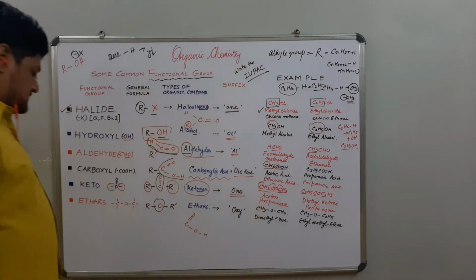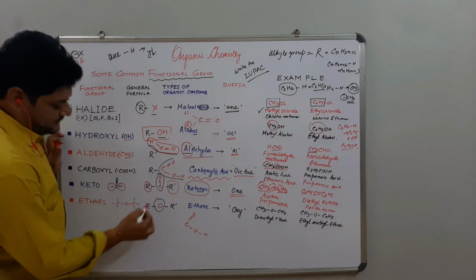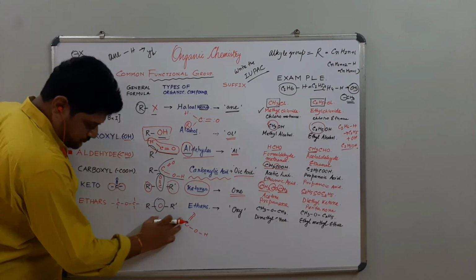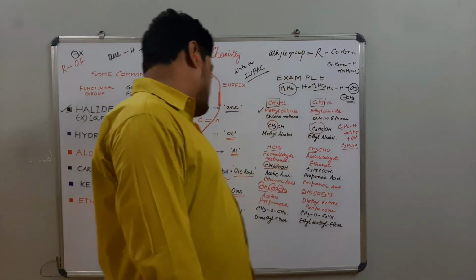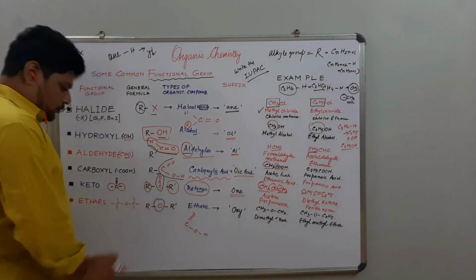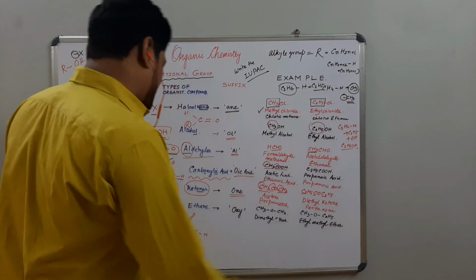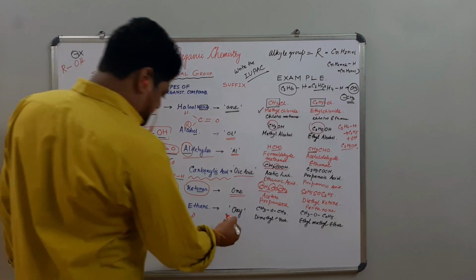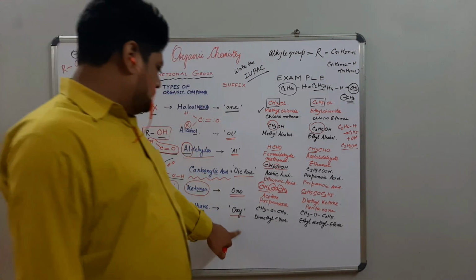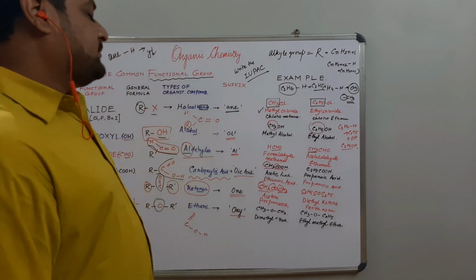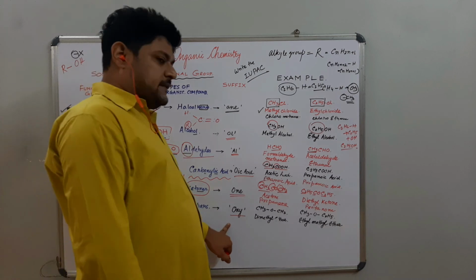Okay, now ethers. R-O-R: that is O, and on both sides of the O we can put an alkyl group, like methyl, ethyl, propyl, butyl, pentyl, like this. So for ethers it is oxy. Here the suffix is oxy. It means when we write the IUPAC name, we have to use oxy.